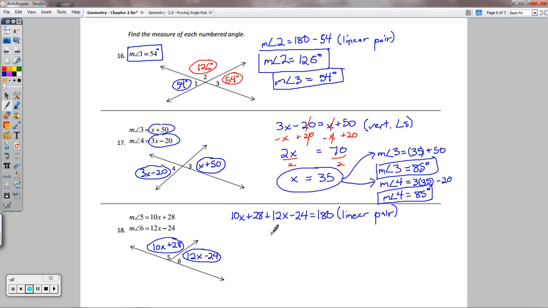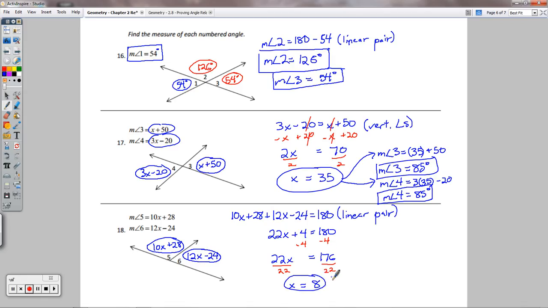So from there, combine like terms, 22x for the 10x and 12x. 28 minus 24 would be a positive 4, equals 180. You can subtract 4 from both sides. That leaves you with 22x equals 176. And if you divide 176 by 22, we should get a nice clean whole number. It ends up working out that way. x equals 8 in this case.